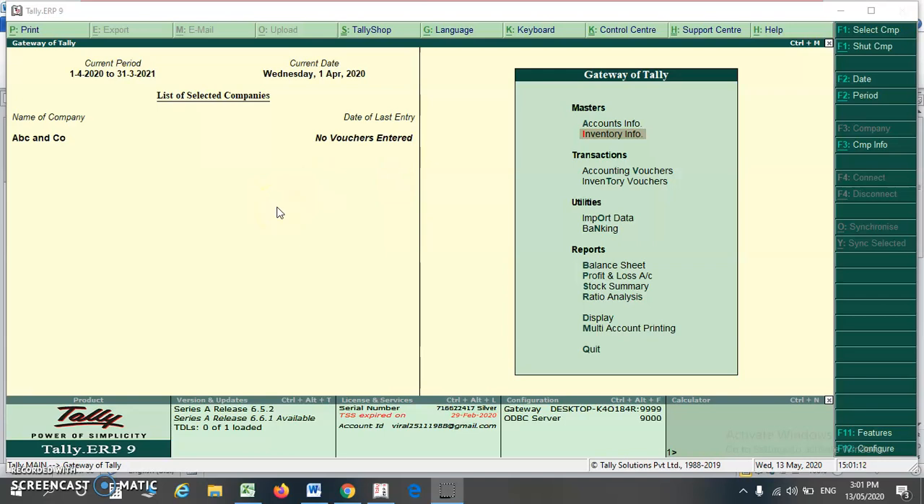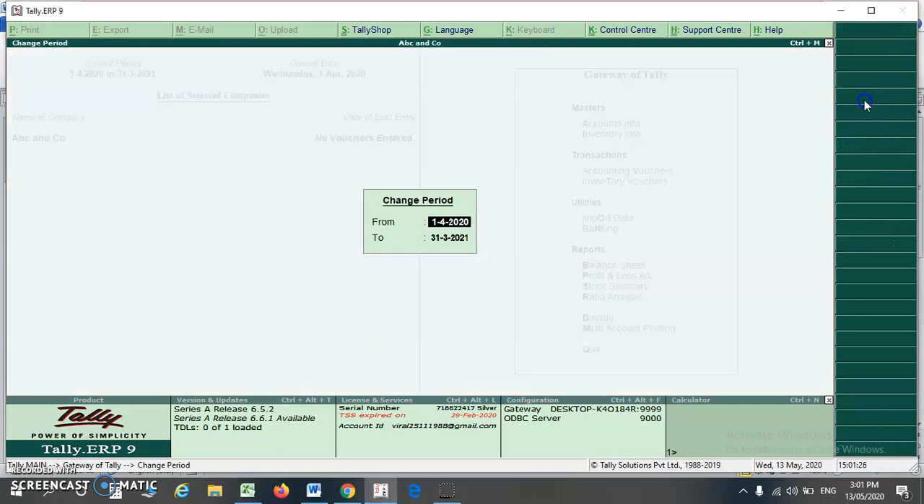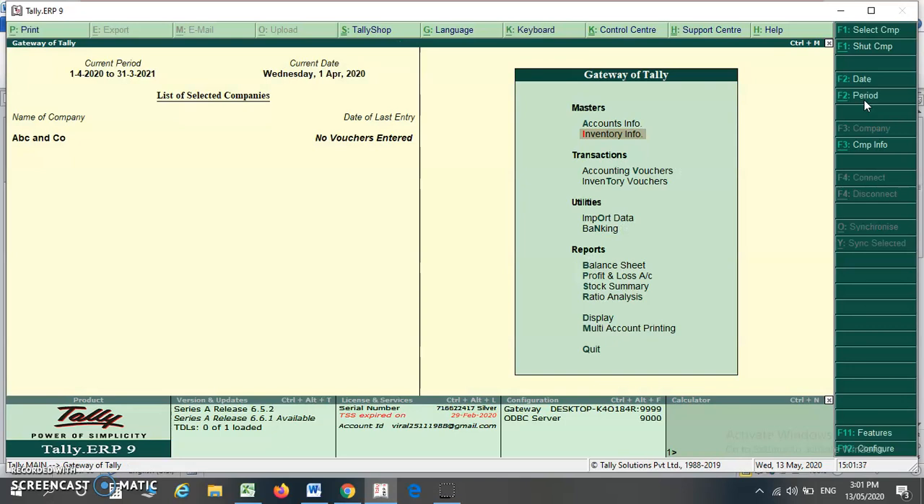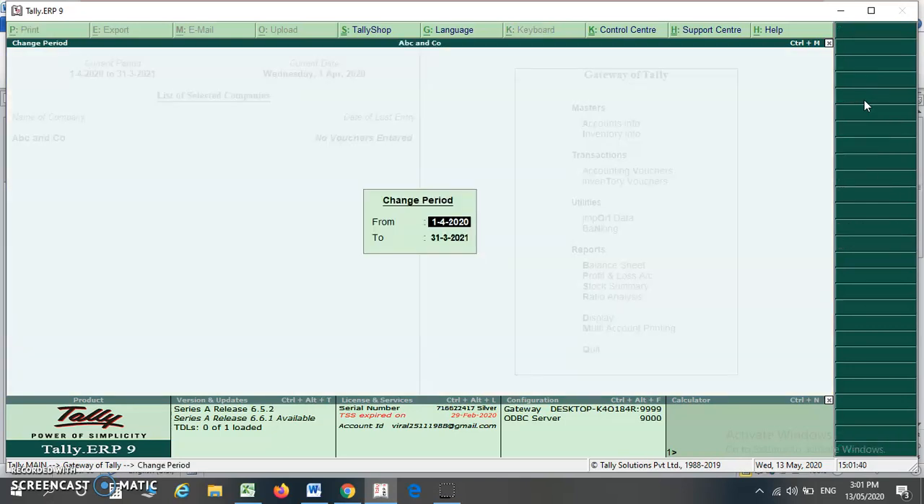How to select the accounting period under Tally. For the purpose of selecting the accounting period, at the right hand side you can find the option F2, that is period. You can select the search icon and find the change period option, that is from 1 April 2020 to 31st March 2021, or you can press Alt F2 on your keyboard. Then also you can find the option for changing the accounting period.